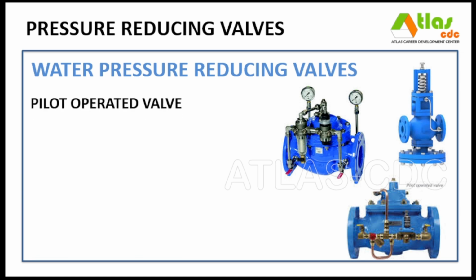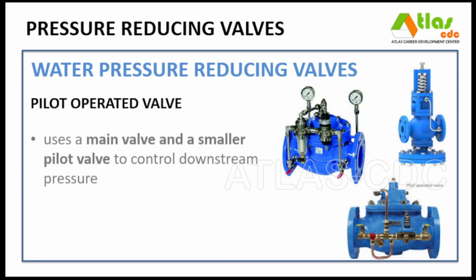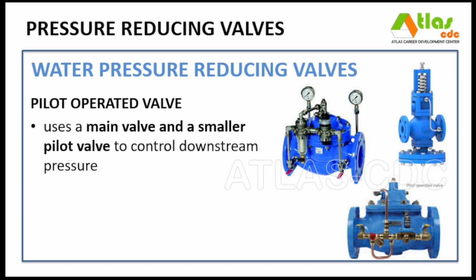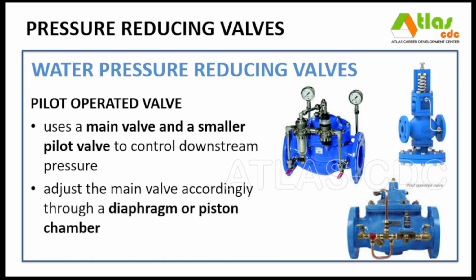A pilot-operated water pressure-reducing valve uses a main valve and a smaller pilot valve to control downstream pressure more accurately. The mechanism works by using the pilot valve to sense outlet pressure and adjust the main valve accordingly through a diaphragm or piston chamber, allowing smoother, more stable regulation. Its function is to maintain a constant outlet pressure even during high flow or fluctuating inlet conditions.